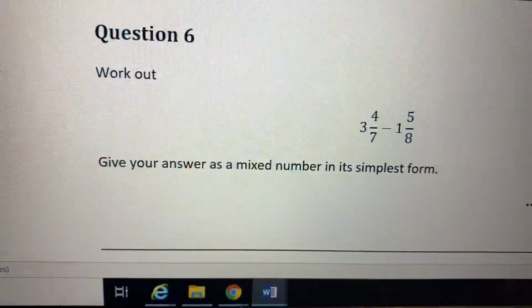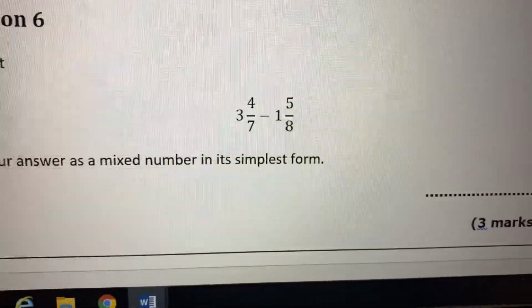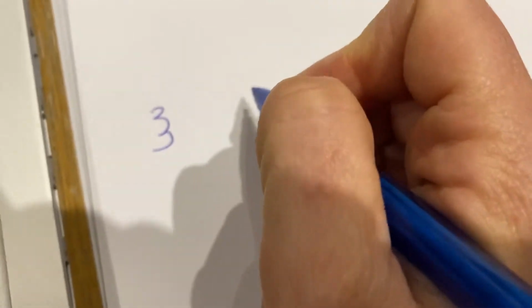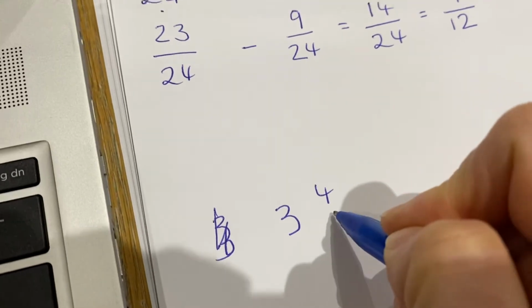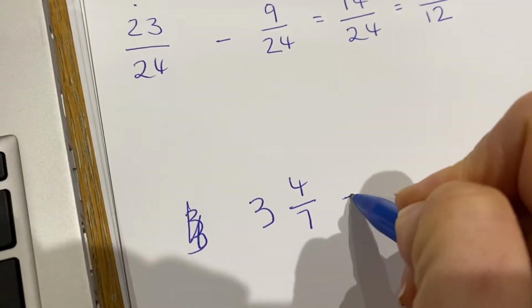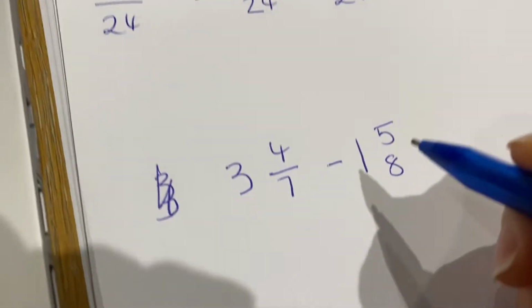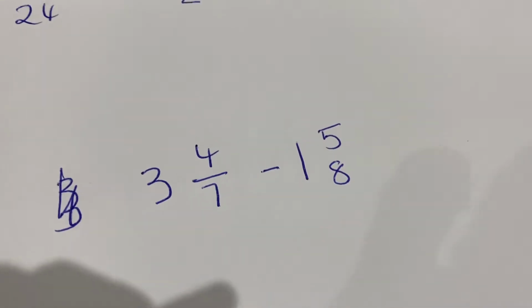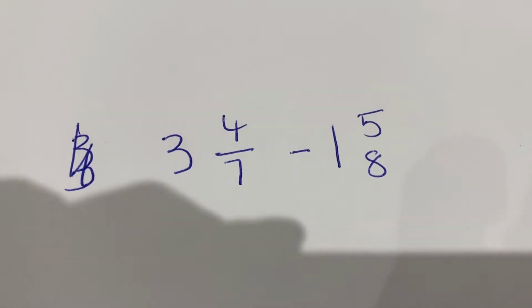Going back now to look at question number 6, which is 3 4/7, subtract 1 5/8. So let me write that out. 3 4/7, subtract 1 5/8. So the first thing I've got to do is turn these mixed numbers into improper fractions.